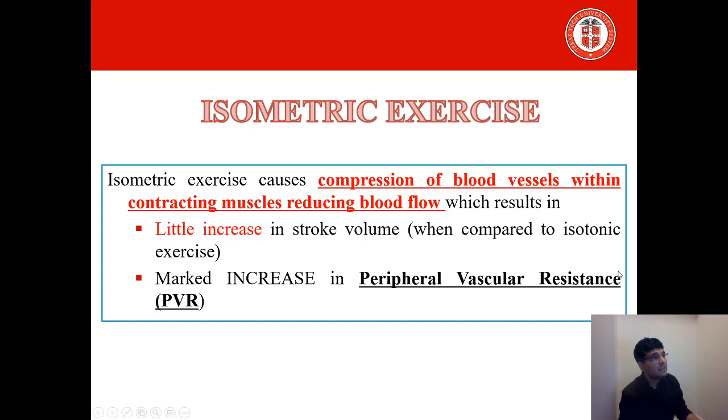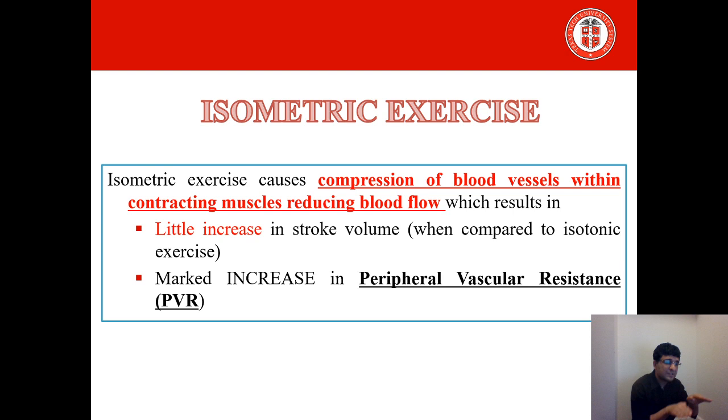If somebody is doing an isometric exercise, as I've been saying again and again, you can see it's written in red that there is compression of blood vessels within the contracting muscles, which reduces blood flow. Because the blood vessels are continuously compressed between the muscles throughout the exercise, blood from those vessels cannot go back to the heart, which means that venous return decreases, which technically means that the cardiac output decreases. And once the cardiac output is decreased, we know that stroke volume is one of the components of cardiac output.